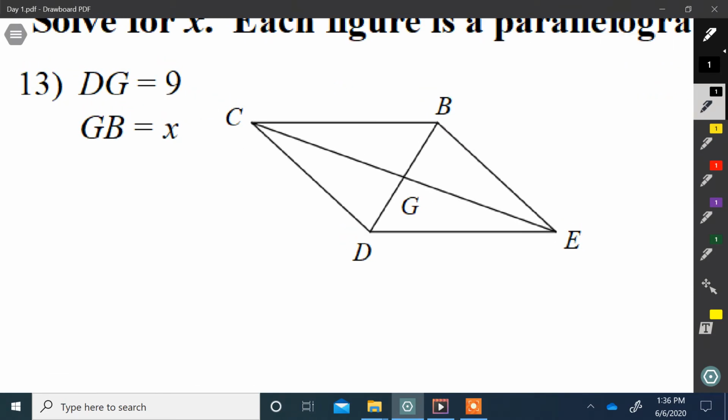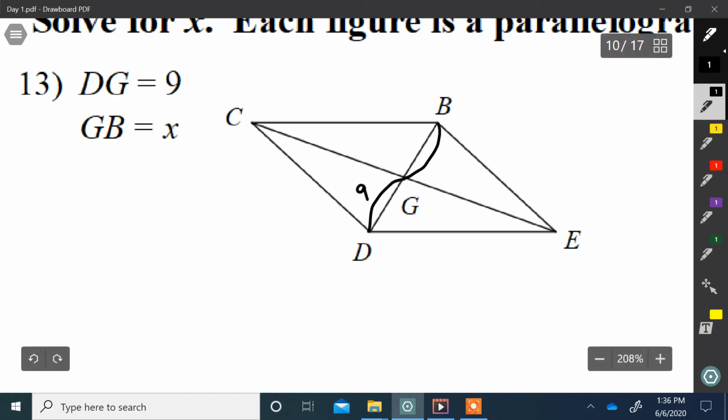Same idea here. We have DG, from there to there, it's 9. And then GB, from there to there, that's X. Okay, that was way too easy. This is congruent to that. That means that X is equal to 9. Okay, that was easy.